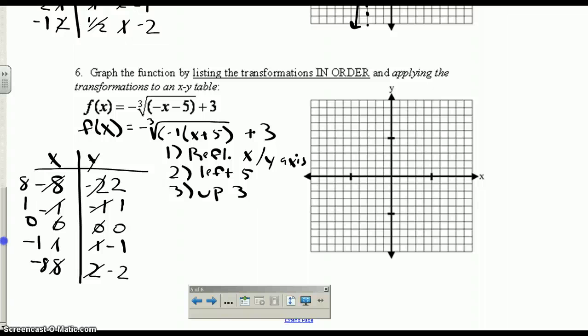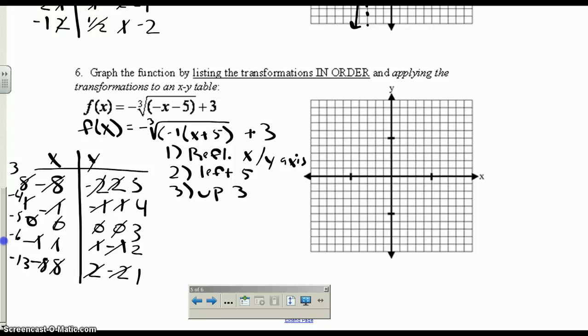Left 5, so I'm going to subtract 5. So I get 3, negative 4, negative 5, negative 6. This is going to be off, but that's okay. Negative 13. And then up 3, so I'm going to add 3. So 5, 4, 3, 2, and then 1.